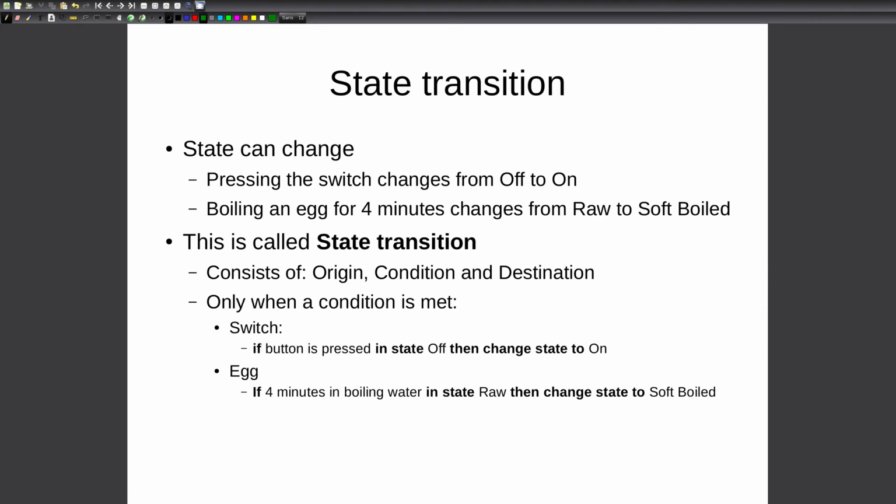So the condition here, the button is pressed, right? So while we are in the state off and the button is pressed, we will change the state to on. Similarly, for the egg, the condition here is if 4 minutes in boiling water. So if the egg is 4 minutes in boiling water, the system will transition from the state raw to the state soft boiled.